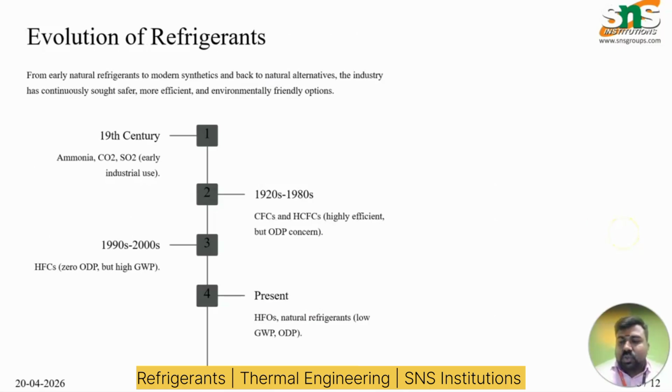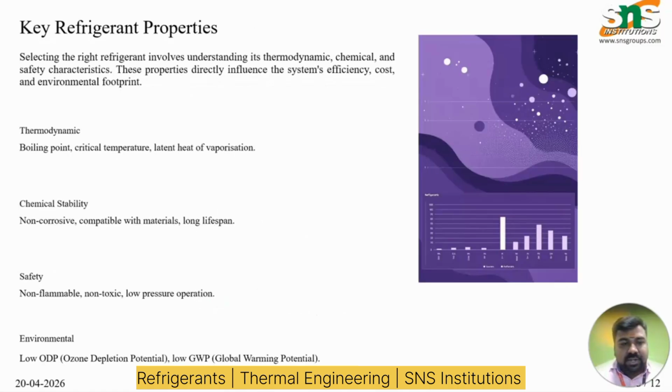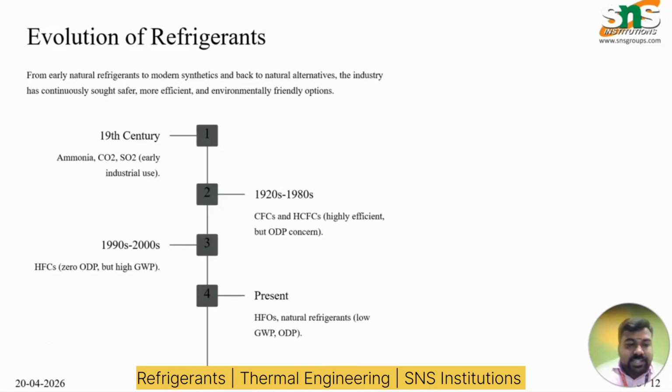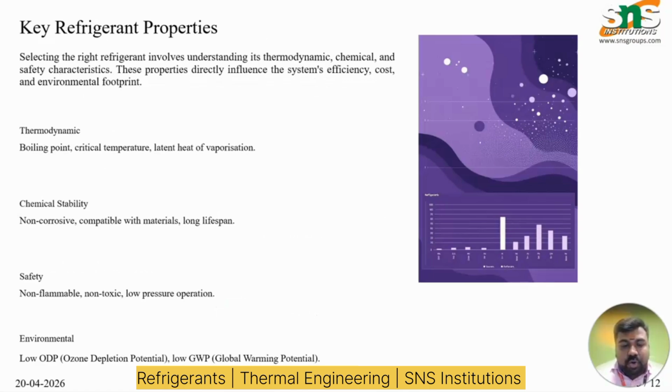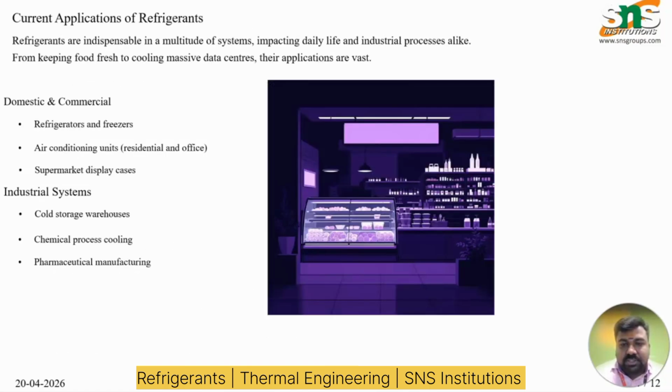In the 1920s to 1980s period, there were CFCs, that is chlorofluorocarbons, and HCFCs. These are highly efficient, but with ODP concerns. ODP, as we discussed in the previous slide, is the ozone depletion potential. In the 1990s to 2000, the HFCs have zero ODP but high GWP. In the present stage, the HFOs and natural refrigerants have low GWP as well as low ODP. That means low ozone depletion potential and also low global warming potential.